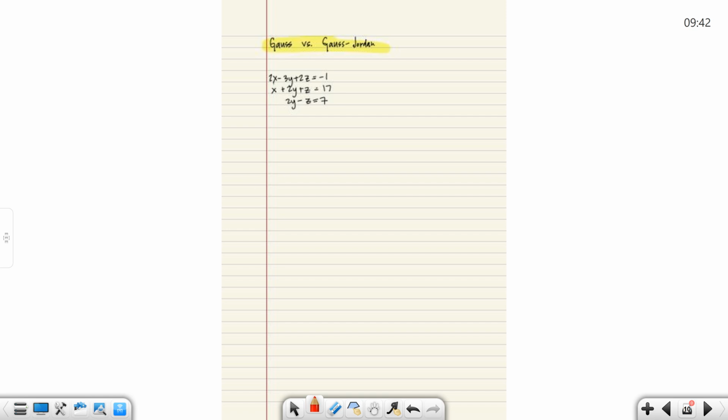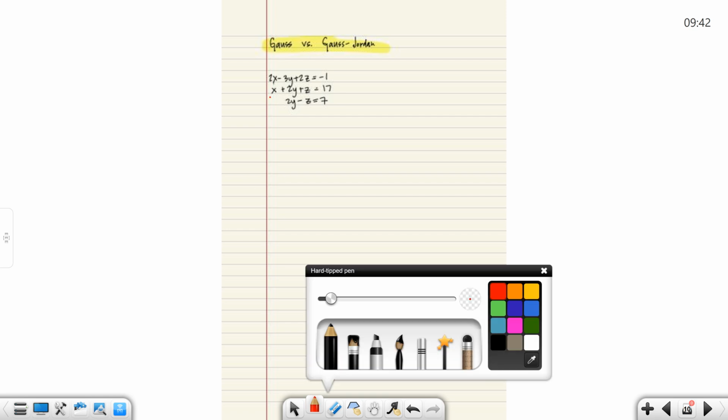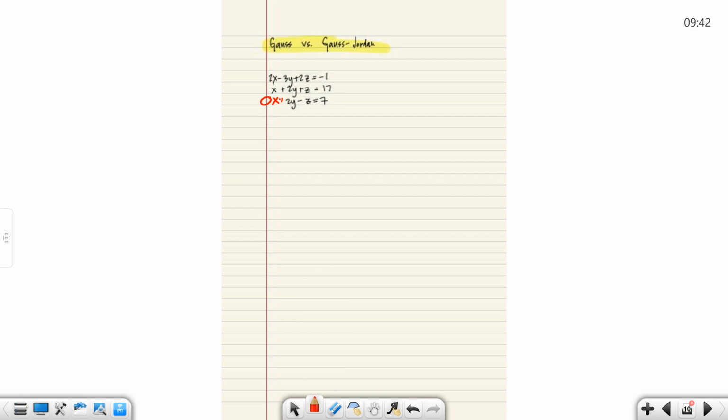Yep, Gauss versus Gauss-Jordan. So when we work this one, some of you might want to work ahead and work it, and that's perfectly fine to do. But this is what we're going to start class with on Wednesday. Now, if you'll notice, there's not an x right here. So this one is going to be 0x. So when you set up your matrix, don't forget to put a 0 there.